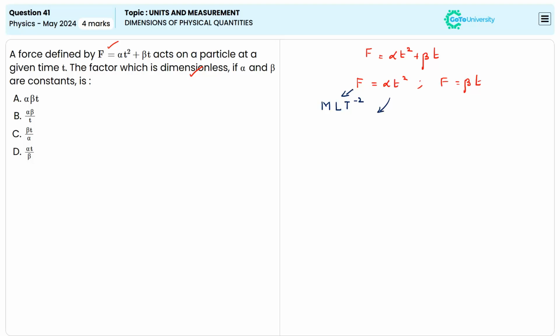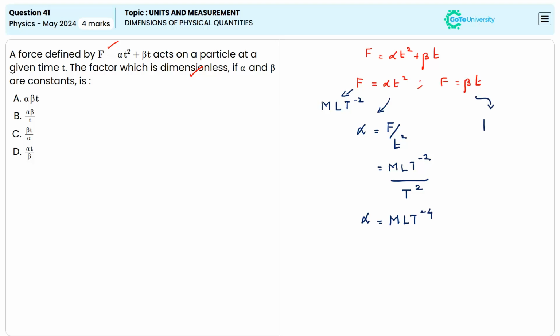So when we are calculating the dimension of alpha, we can write F divided by t square. Again, here we can write M L T power minus 2 is the dimension of force. For time squared, we can write the dimension T squared. So finally, the dimension of alpha will be equal to M L T power negative 4.